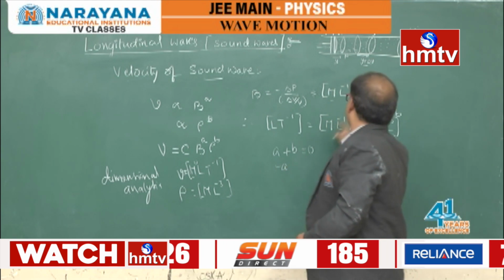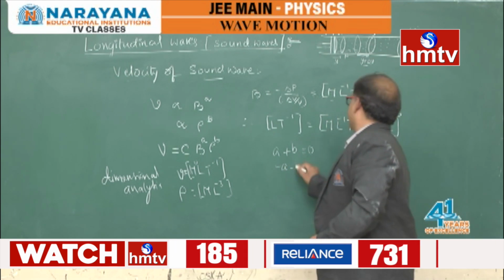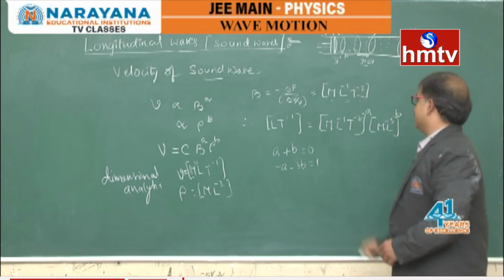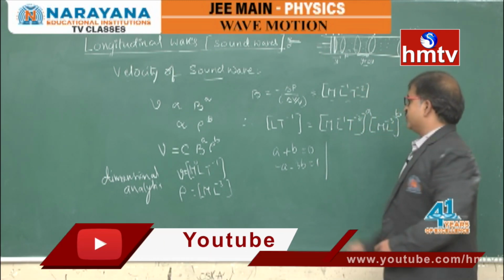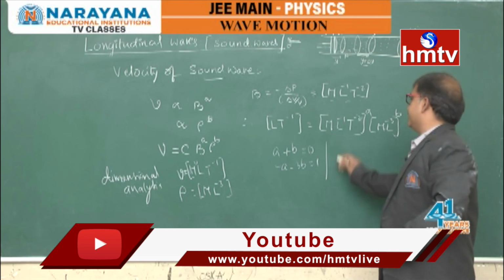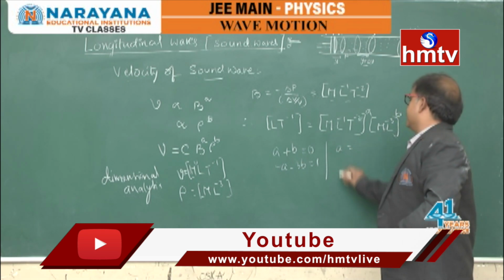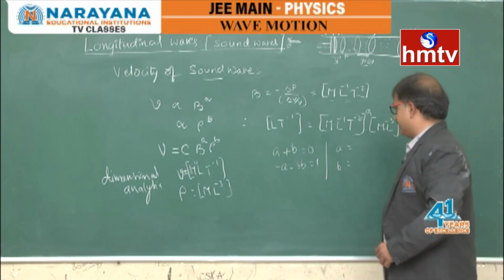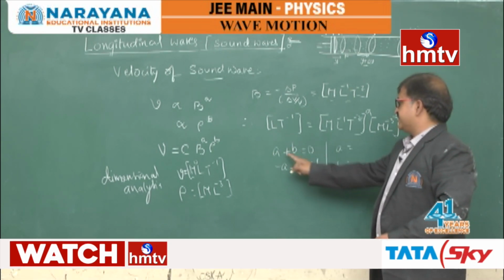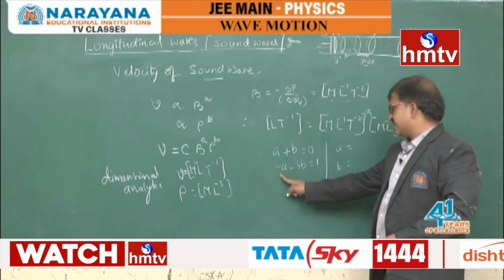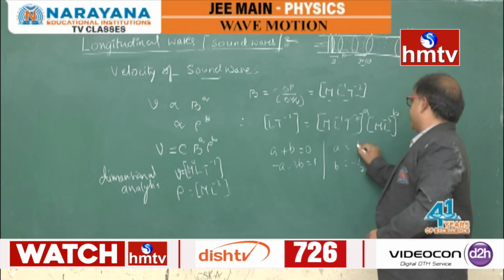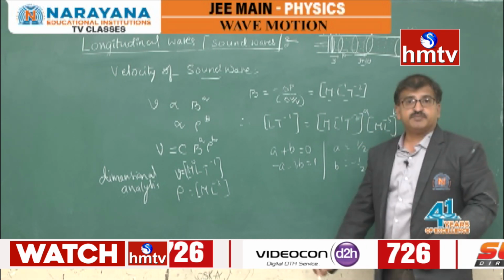So minus 1 into M minus 3B is equal to 1 is another one. So by solving these two, A is equal to minus B. From this you will get the A, B values. A is equal to minus B, it becomes plus B minus 2B. So the B value is minus 1 by 2, and the A value is plus 1 by 2.